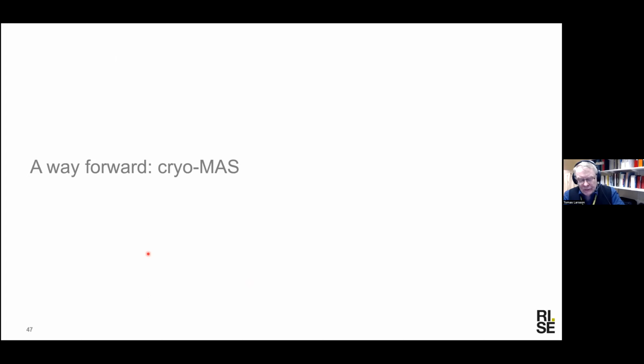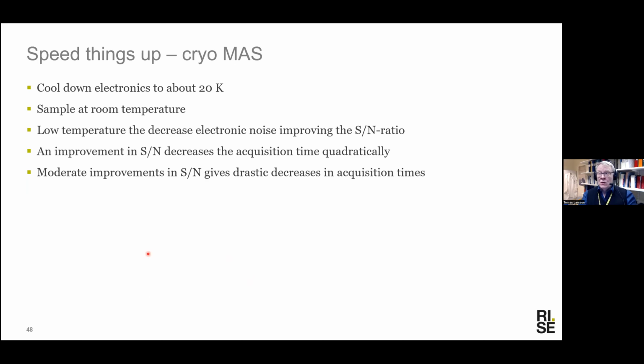Well, we don't have this technique, but it's rather recent. A couple of weeks ago I was at an inauguration in Umeå where they have bought a cryomass probe, and they can do measurements that speed up CP-MAS carbon-13 NMR significantly. The trick is not to cool the sample down, but rather to cool the electronics down to about 20-30 Kelvin. The sample is still at room temperature, but when you lower the temperature of the electronics, you decrease the electronic noise, and that means that you increase the signal to noise, of course.